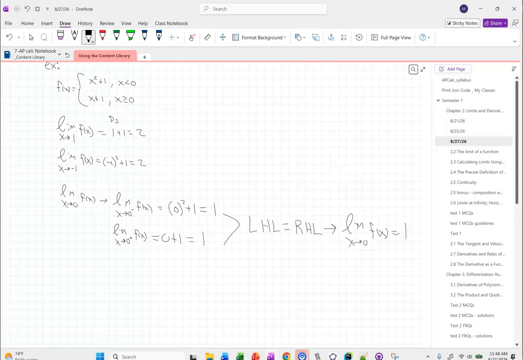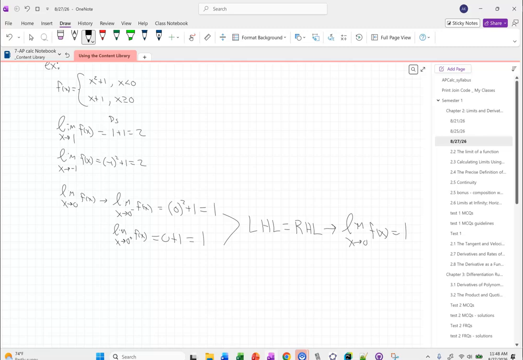LHL stands for left-hand limit. RHL is right-hand limit. I don't think I've used that abbreviation before, but I thought it would be obvious, and I just want to make sure. Good. You guys were clever enough to figure that out. Does that feel okay?